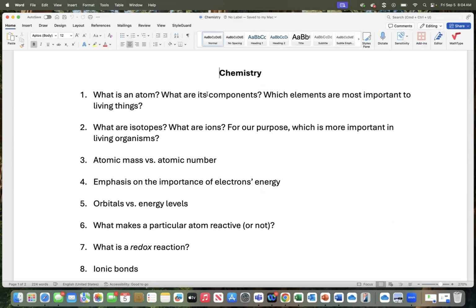The reason why we're doing chemistry is because everything in biology ultimately is based on chemical processes. And then from there, chemistry is based on physics, basically. So, we have to have an understanding of this to be able to understand a lot of the stuff that we're going to see throughout the rest of the semester.